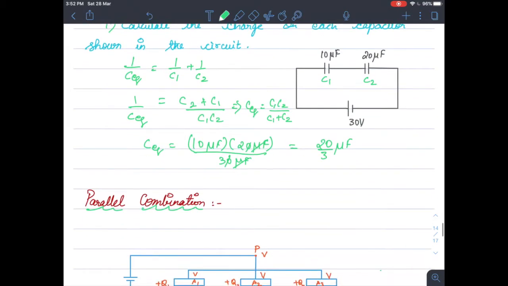Our aim is to find out what is the charge on each capacitor. Yes, you know what is the equation for capacitance: C is equal to Q by V. So from that I can write Q is equal to C into V, because I know the equivalent capacitance now and I know the potential here. So Q becomes C equivalent, 20 by 3 microfarad, times V, 30 volt. Altogether 200 into 10 power minus 6 coulombs. The charge stored in each capacitor is 200 microcoulombs. So in general, Q is equal to 200 microcoulombs is going to be your answer.